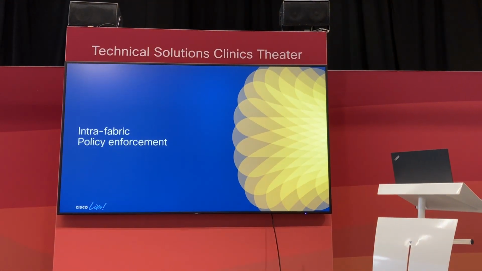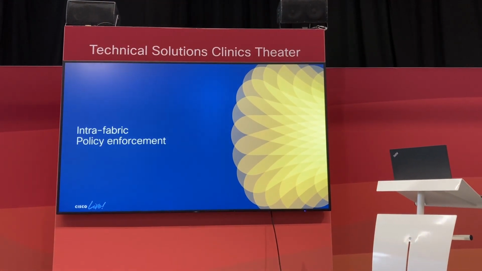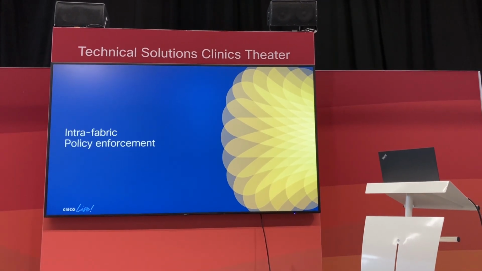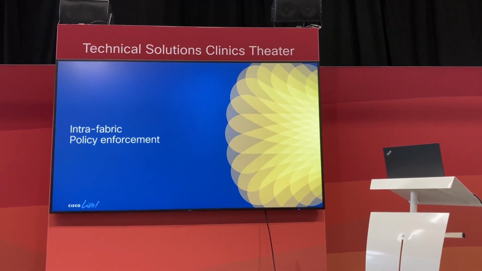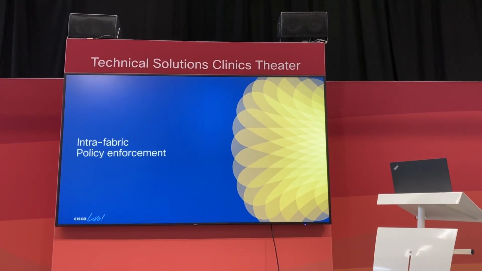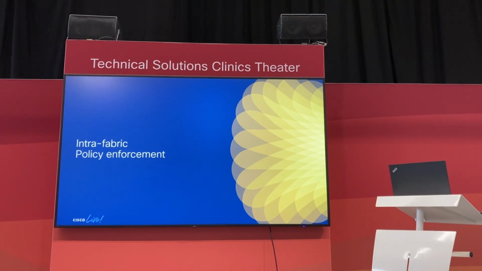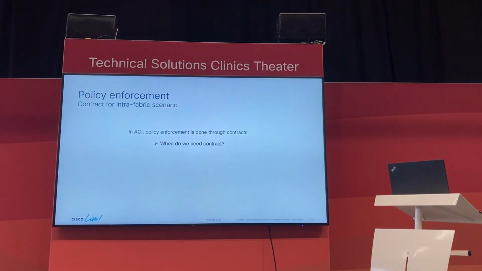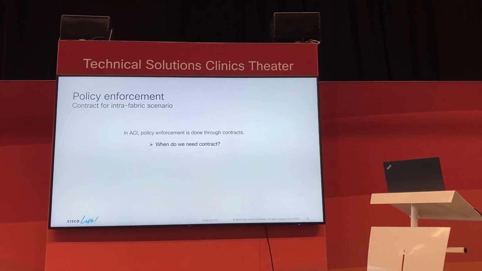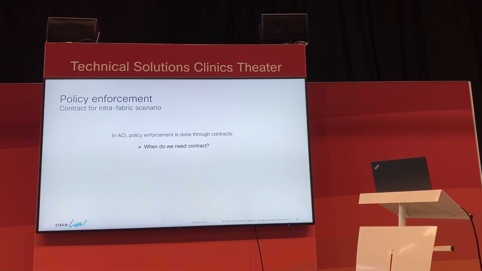Alright, let's move to the policy enforcement. So now we have the logic in mind on how the forwarding is expected to go over the fabric, but we still want to ensure that the traffic going over the fabric is allowed to go over the fabric. The way we do this in ACI is through contract configuration, and the question is, when do we actually need a contract?